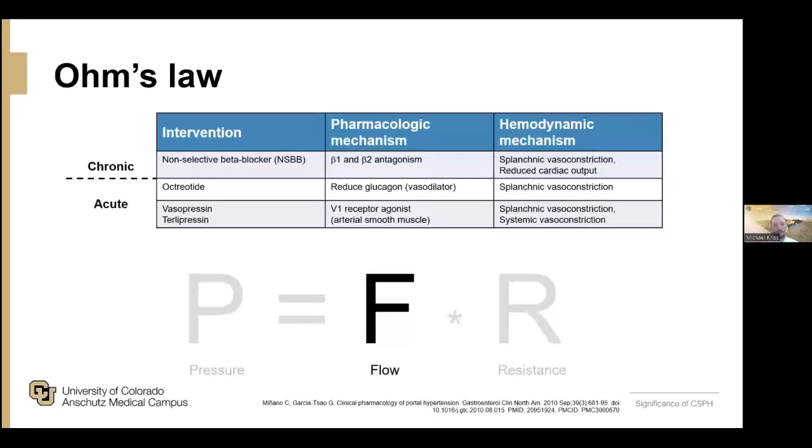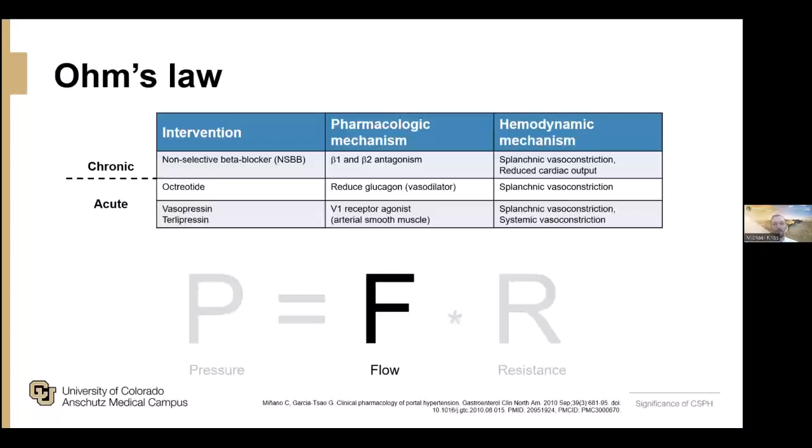So you're all familiar with Ohm's law, which helps us define the factors that contribute to portal pressure, which are flow through the portal system, and then resistance in the hepatic parenchyma due to both inflammation in some instances and scarring. Now, as far as things that we can use to manage flow medically, there are several acute things we use: octreotide, vasopressin, and now terlipressin. And those are really to treat these complications when they arise.